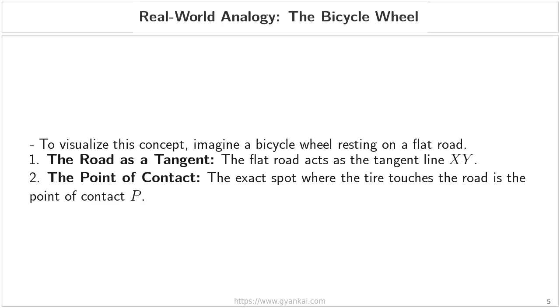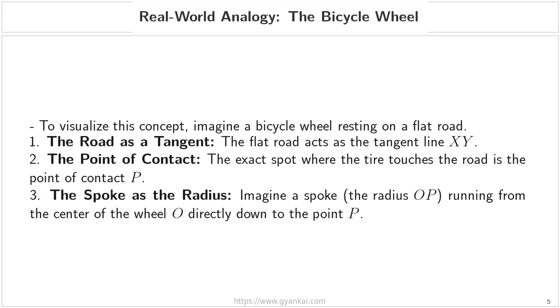Next, look at the exact spot where the tire meets the pavement. That specific point of contact is our point P. Now, imagine one of the spokes of the wheel. This spoke starts at the center of the wheel, which we call O, and runs directly down to the point of contact, P. This spoke represents our radius, or the line segment OP.